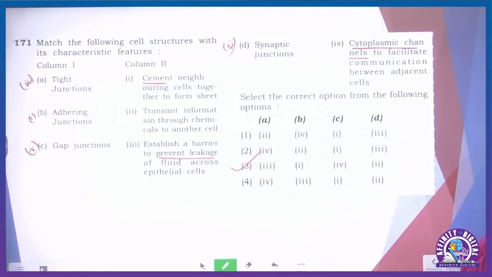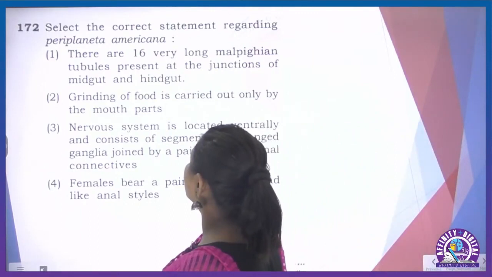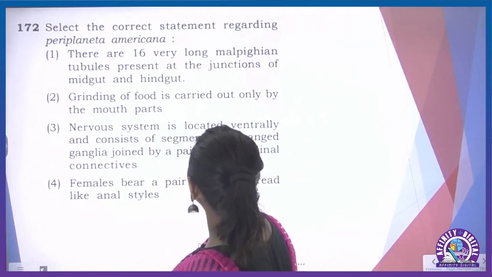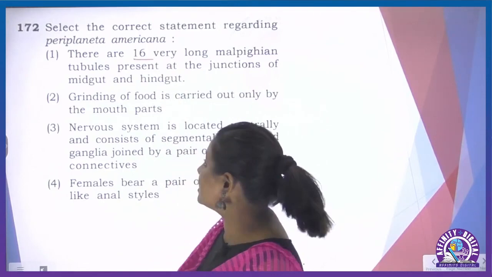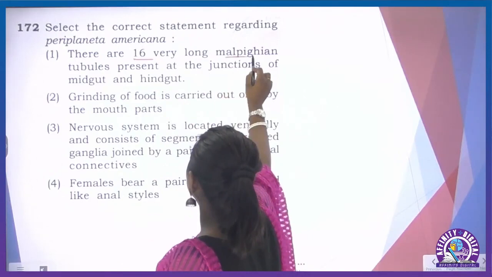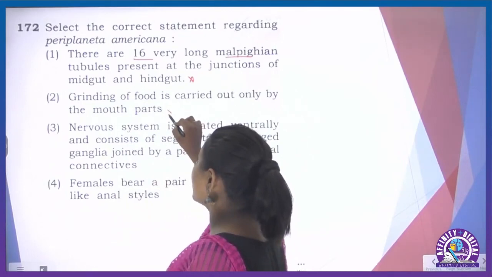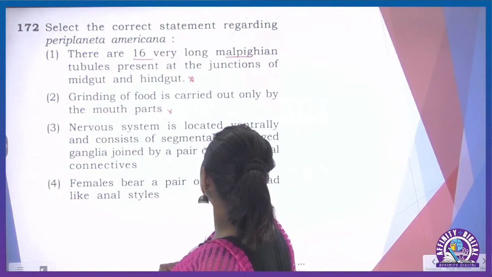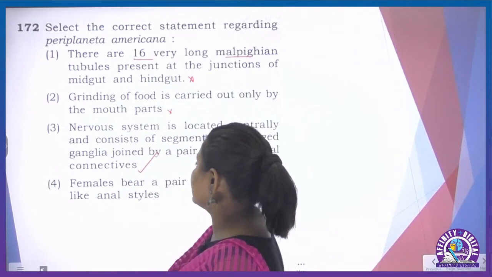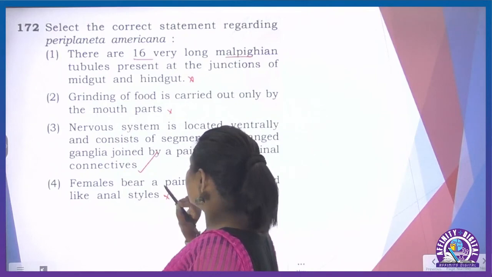Okay, now question number 172. Select the correct statement regarding Periplaneta americana. There are 16 very long Malpighian tubules present at the junction of midgut and hindgut, this is not right, there will be 6 to 18. Malpighian tubules are 100 to 150 in number. Here 16 is given, so this is an incorrect option. Grinding of the food is carried out only by the mouth part? No, it is also carried out by the gizzard. The nervous system is located ventrally and consists of segmentally arranged ganglia joined by a pair of longitudinal connectives. That is true. Female bears a pair of short thread-like anal styles. That is false. So the correct option is the third one.